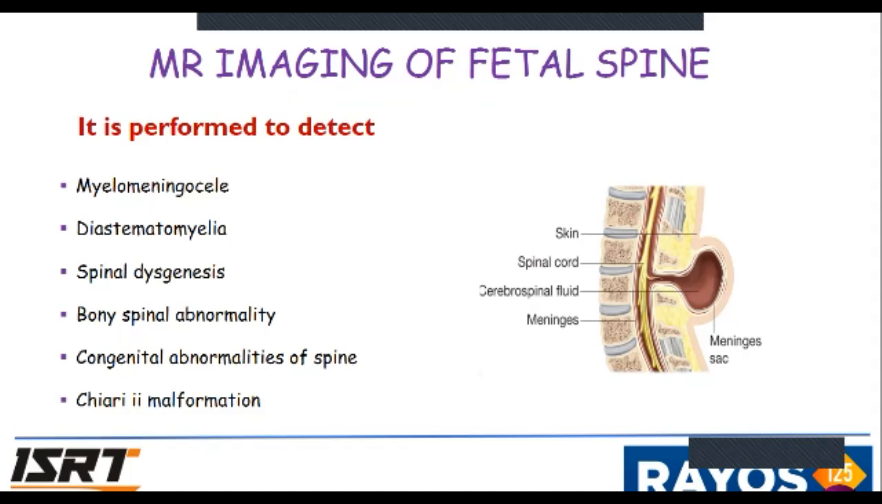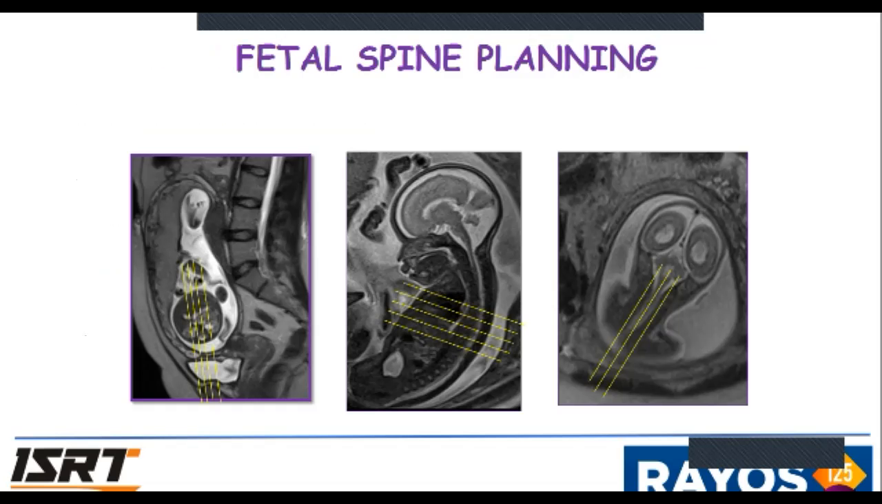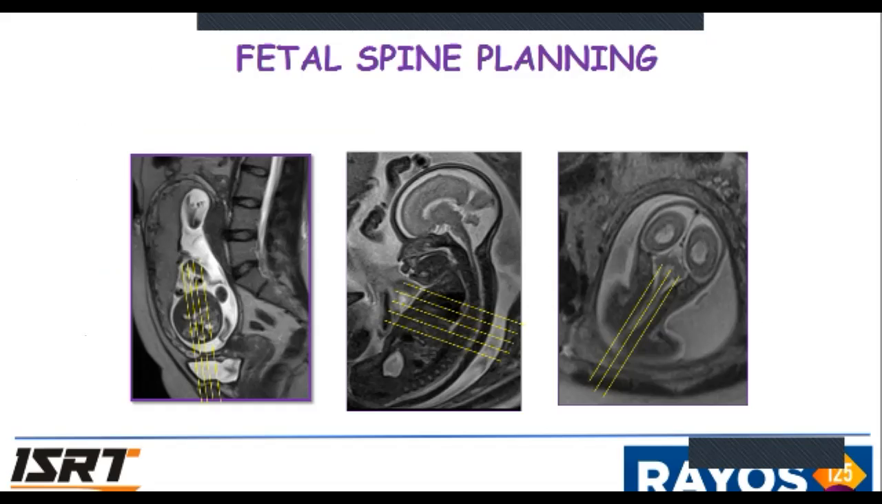And coming to the MR imaging of the fetal spine, it is mainly done to detect myelomeningocele, diastematomyelia, spinal dysgenesis, bony spinal abnormality, congenital abnormalities of the spine, and Chiari 2 malformations. And for the fetal spine, first the whole fetal spine is imaged, and after that the planning is done in the axial, perpendicular to the cord, and in sagittal it is done perpendicular to the disc and everything.